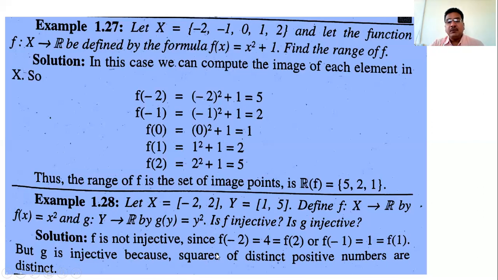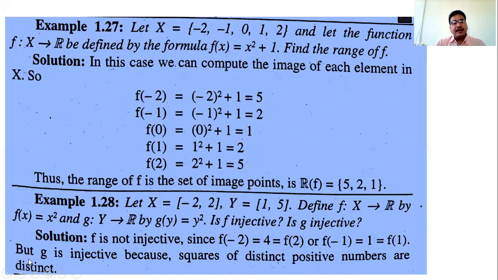Just give any one example; it is called a counter example, that is, the condition fails for those two elements. The elements are different but the images are the same, and therefore f is not injective. Such an example is called a counter example. By using a counter example we justify that f is not injective.